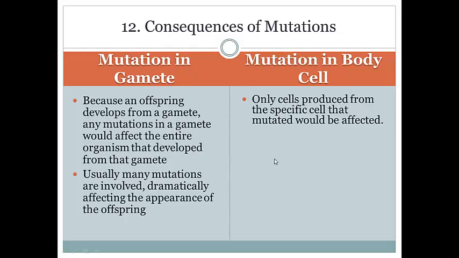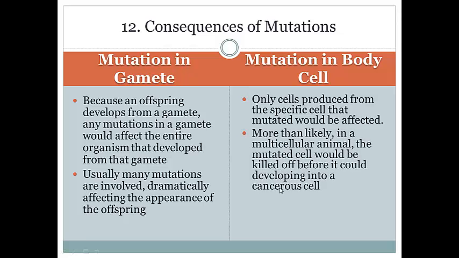Whereas in a body cell, only cells produced from the specific cell that mutated would be affected. More than likely in a multicellular animal, this mutated cell would be killed off before it could develop into a cancerous cell, something that would divide and replicate without any control. And if this was a single-celled organism, the organism would likely just die off.